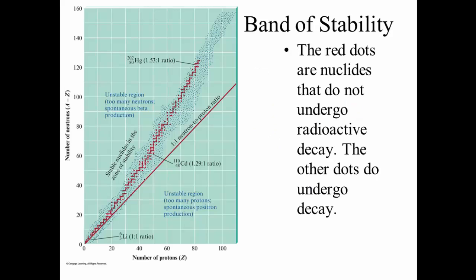Here's a visual for you. The red dots here represent stable atoms. So let's look at what the axes are to make sure we understand. The x-axis is showing the number of protons. So down here we have really small elements like hydrogen and helium.